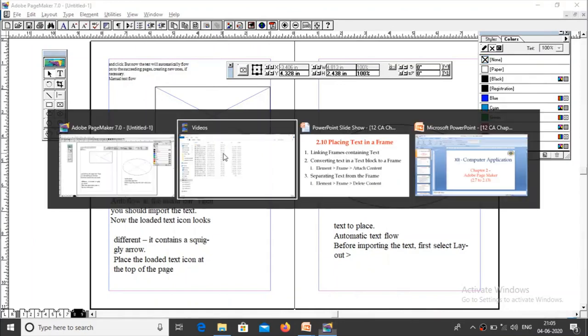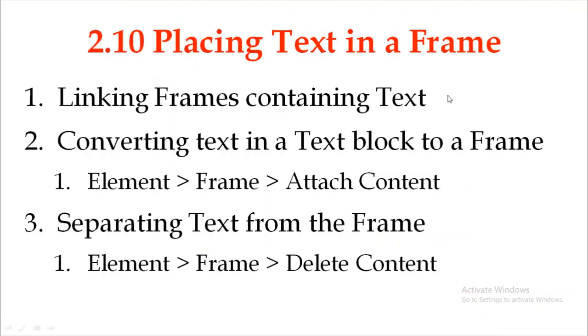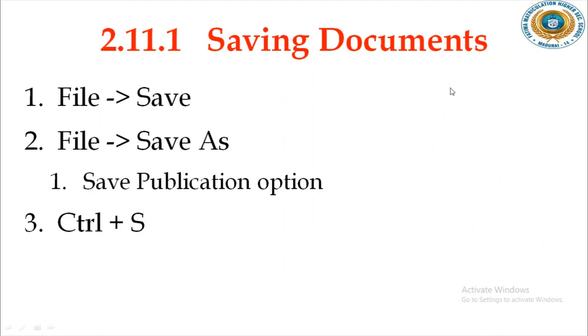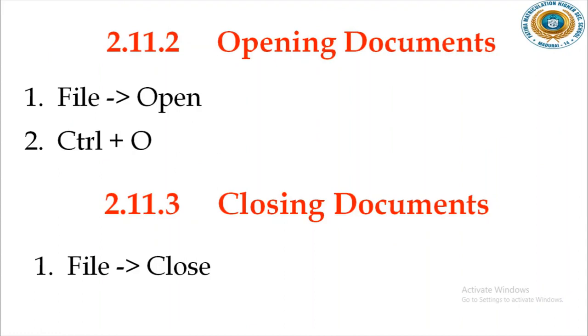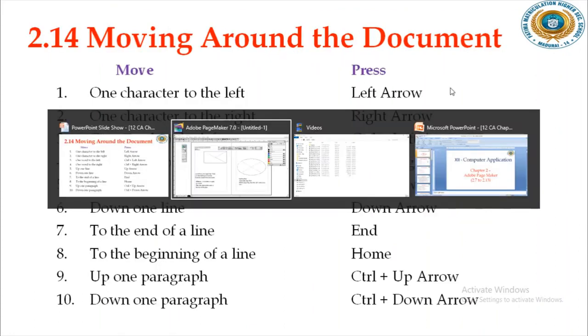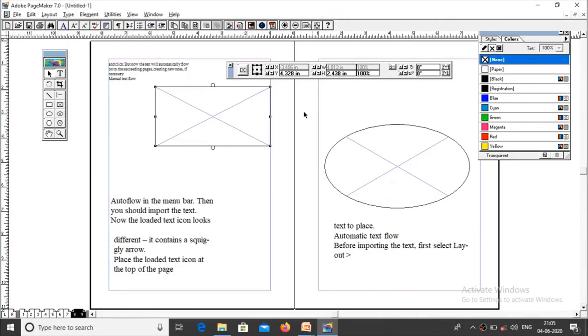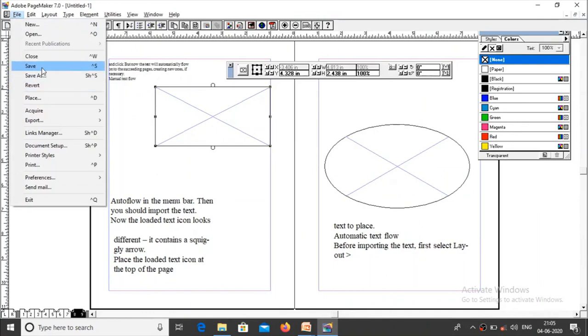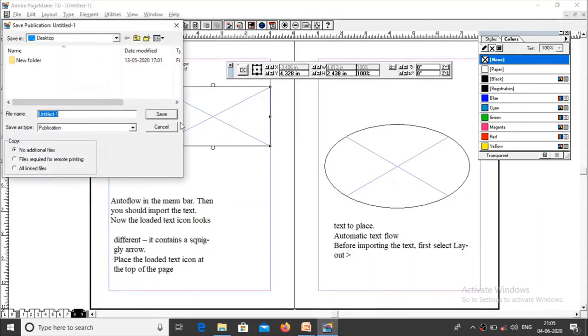Okay, I understand. So placing text in the frame and that. Now saving our document. Next one, opening a document, closing a document and moving around the document. These three things we are going to discuss. One, first, how we are going to save it. File, save option or save as option, any one. So control S அப்படின்னு சொல்றோம். The control S கொடுத்தோன்னே you will get the window in that where you are going to save.